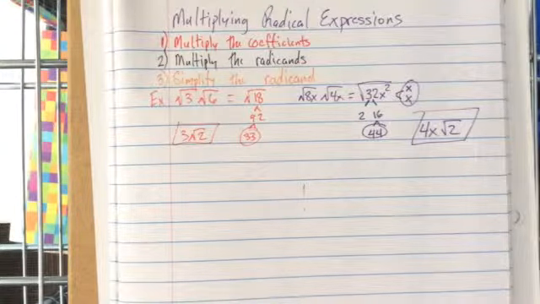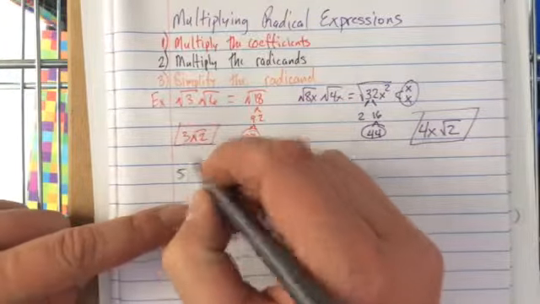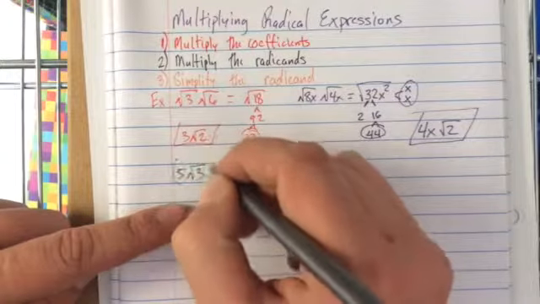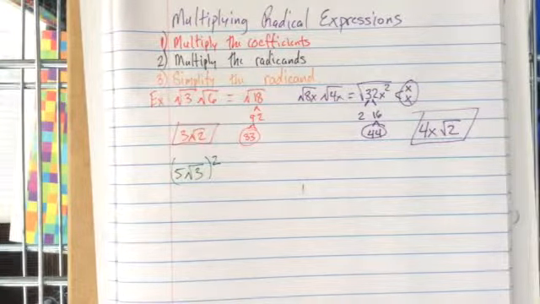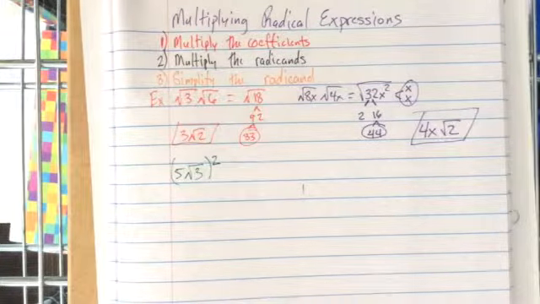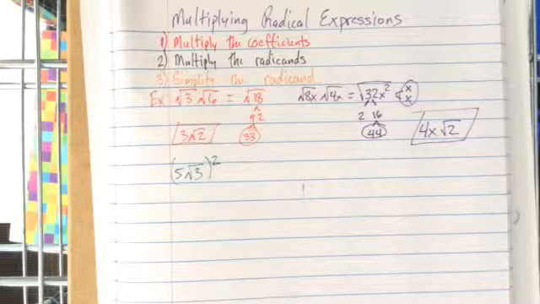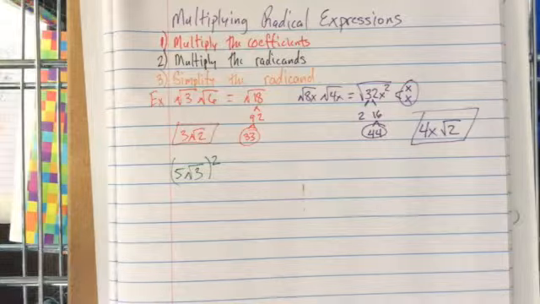How about if we had 5 square root of 3, squared? So if we have 5 square root of 3 squared, what's another way to rewrite it? We can do 5 square root of 3 times 5 square root of 3, and then that looks like a problem we can do, right? So we're going to go ahead and rewrite it as 5 square root of 3 times 5 square root of 3.